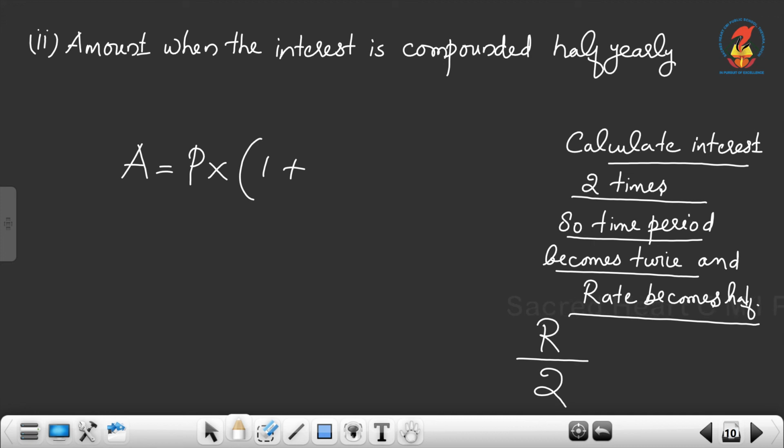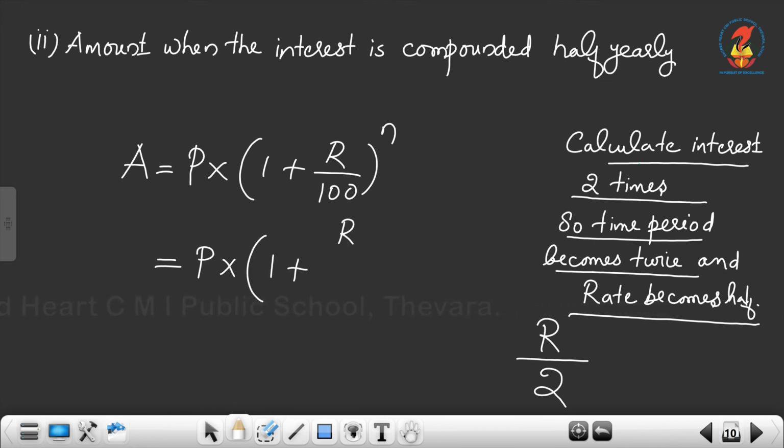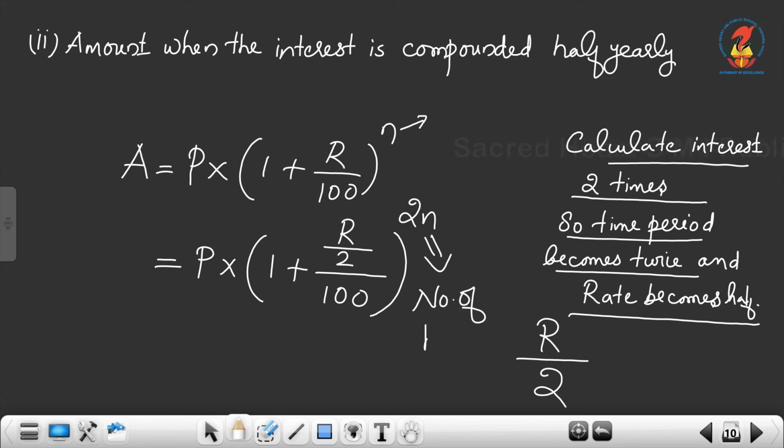So, the formula for the compound interest when it is calculated annually is P into 1 plus R by 100 whole raised to n. Now, if you want to calculate it half yearly, P into 1 plus R will become R by 2, half of the rate of interest, divided by 100 whole raised to n. N here is the number of years. So, we have to find out how many half years. In 1 year, how many half years are there? 2 half years. So, here it will be 2n. 2n denotes number of half years.